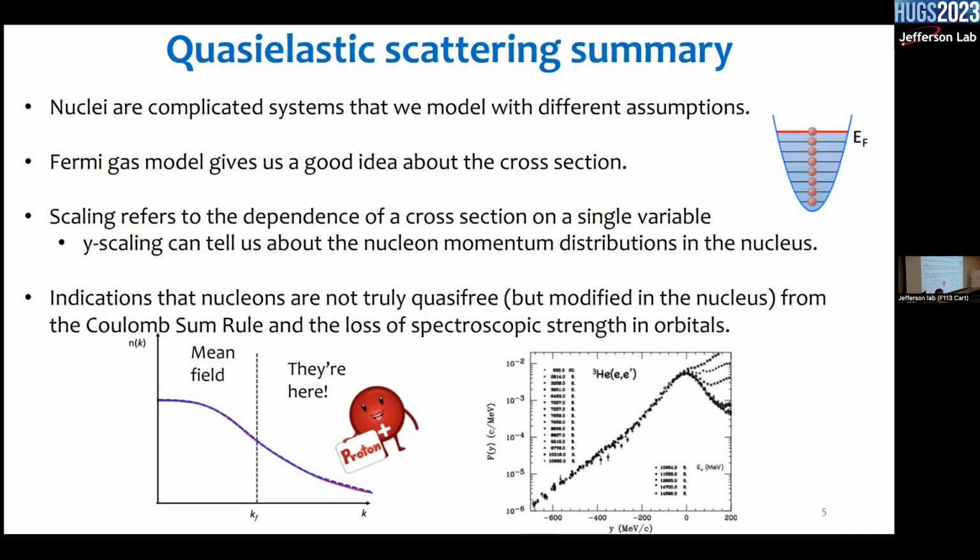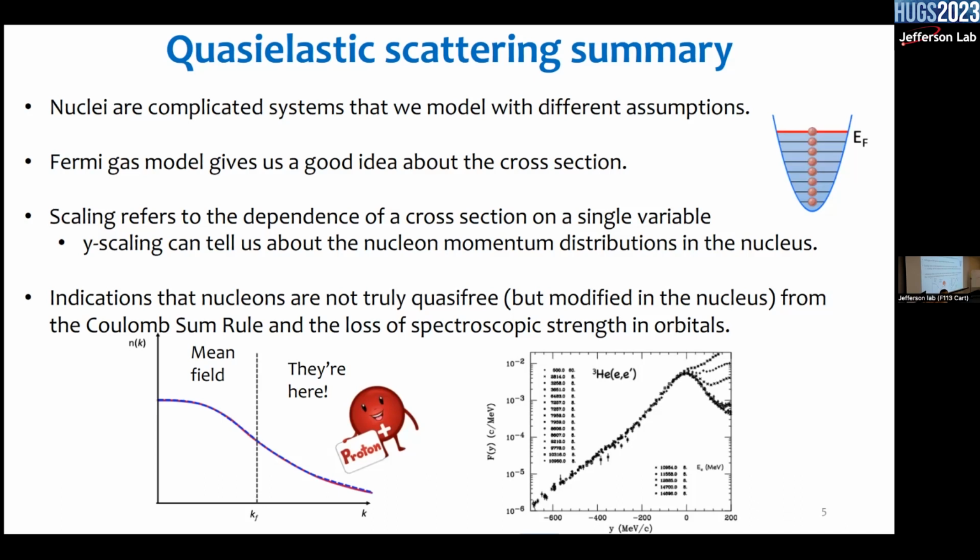There are indications that nucleons are not all truly quasi-free. This first hint that there are modifications inside the nucleus comes from potential violations of the Coulomb sum rule that we talked about. And then, of course, there was the loss of spectroscopic strength in the orbitals, which tells us that our nice picture of the shell model isn't the complete picture.